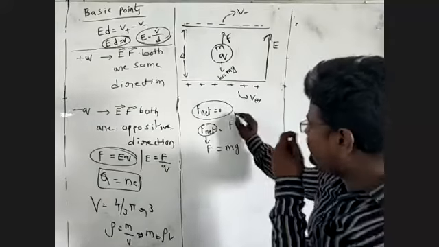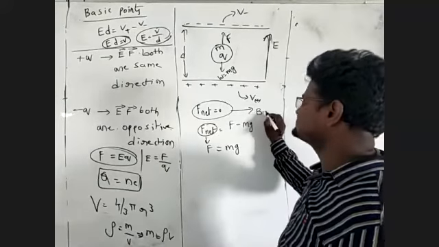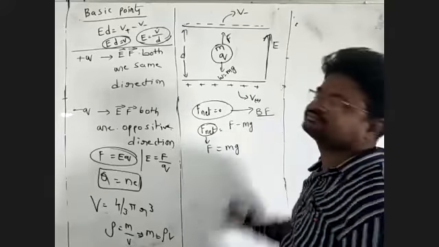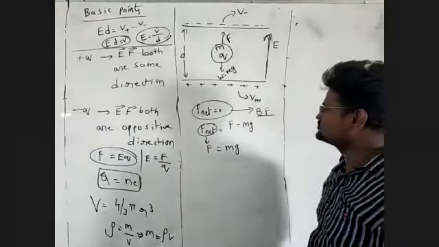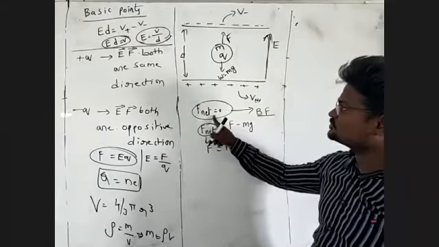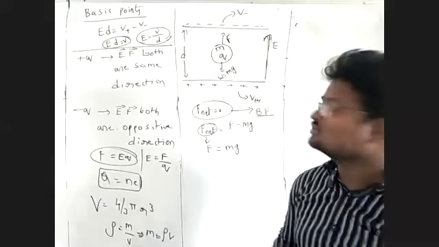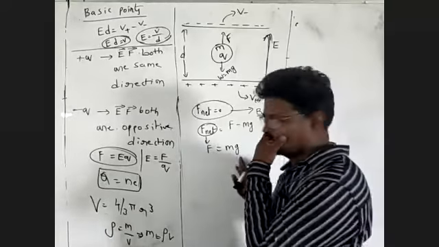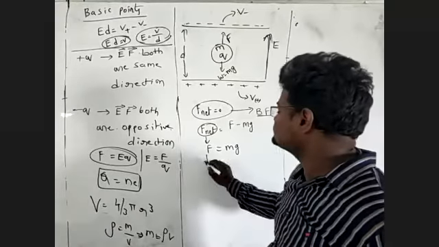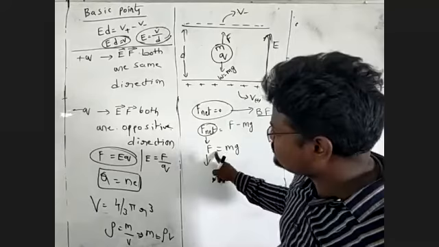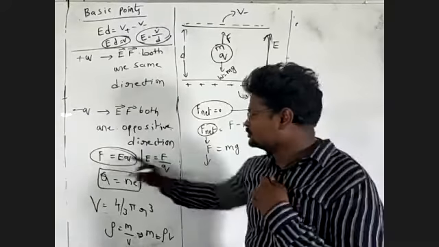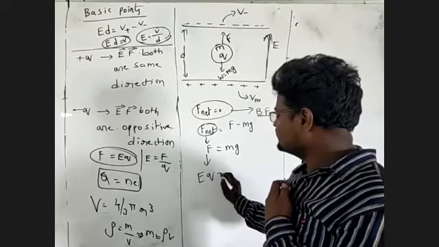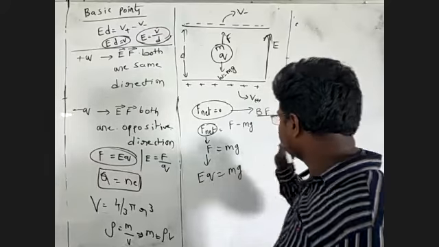We call this a balancing force. Balancing force means net force is 0. The charge does not move; the charge is at rest. F is equal to mg. F means electric force. Now F is equal to EQ, next to mg.